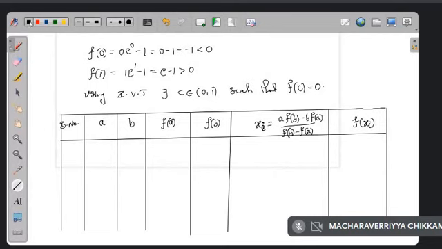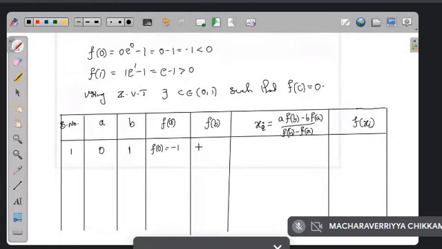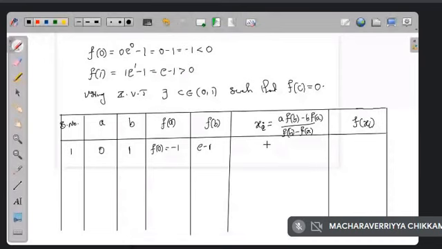Right. So in the initial step I take the interval 0 and 1, because there the root lies, 0 and 1, and f of 0. What is f of 0? I hope you can see that it is minus 1. And f of 1, which is actually e minus 1, better write it down. So you calculate what is x.